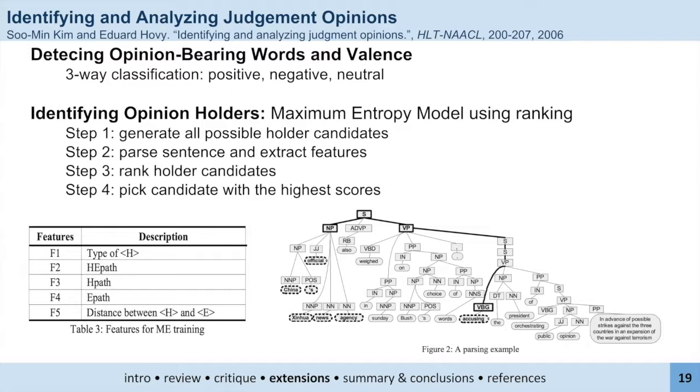As for identifying opinion holders, the task here is to automatically find an opinion holder for each opinion expression. The paper used the maximum entropy model with ranking, which always selects the most probable candidate as the opinion holder.